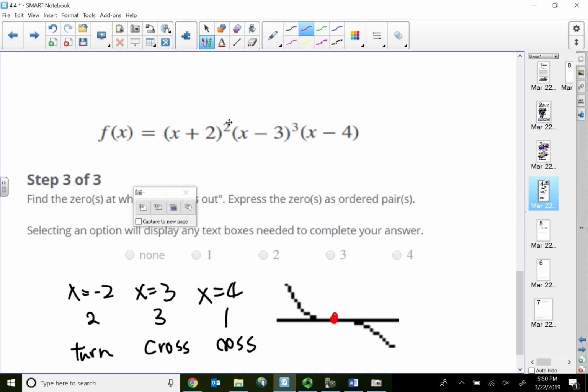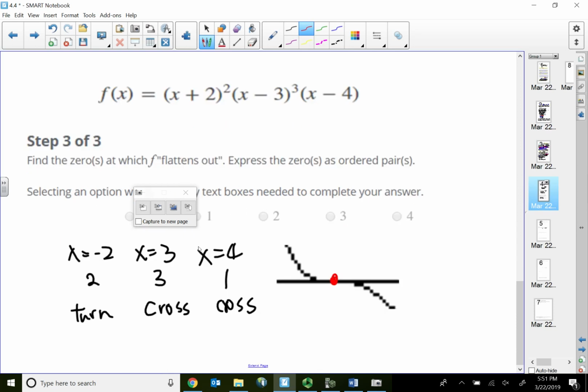So what the textbook wants us to say here about flattens out is that every multiplicity greater than 2 is considered a flattened part. The higher the degree, the flatter it will look. Flattened simply refers to the y value being so close to 0 right here that it appears to be flattened out. All right.